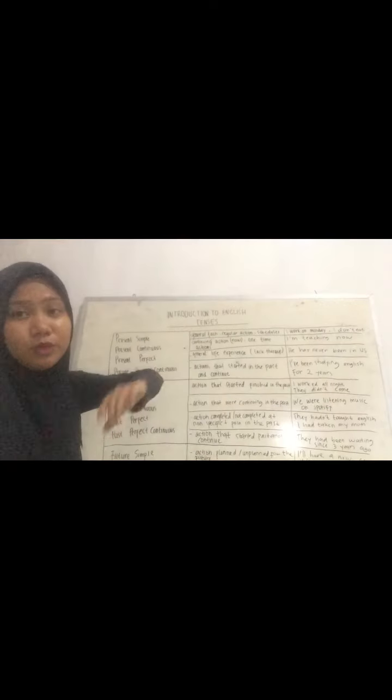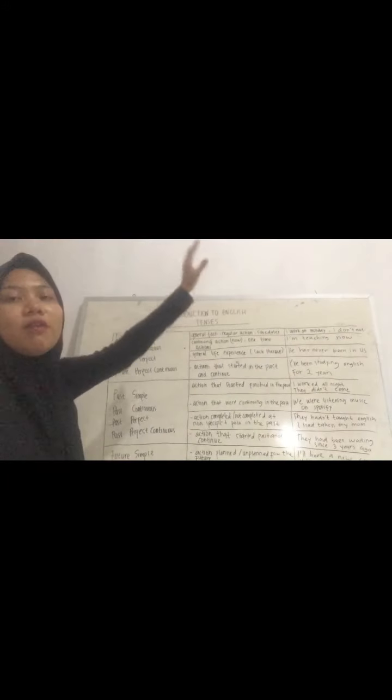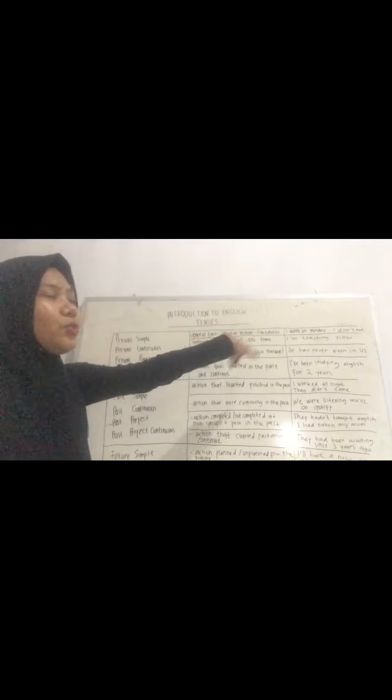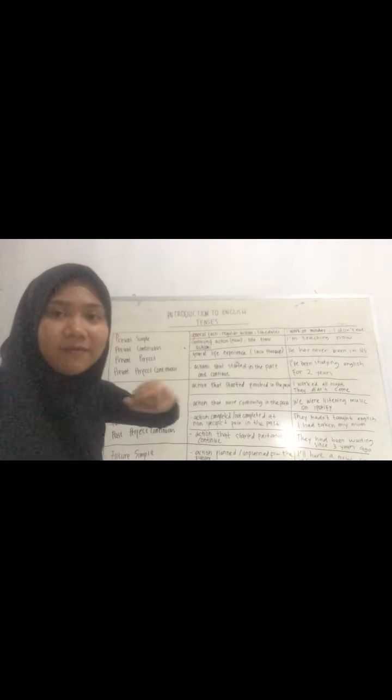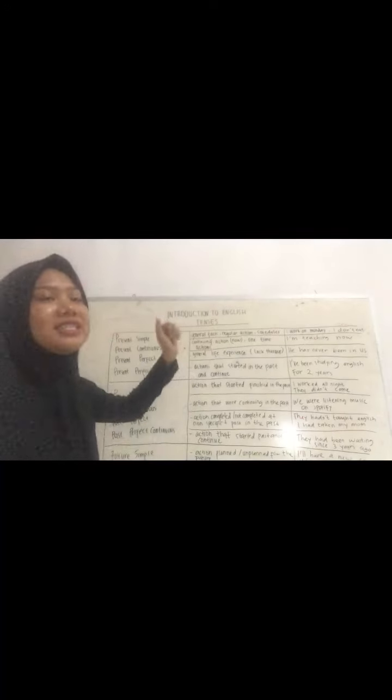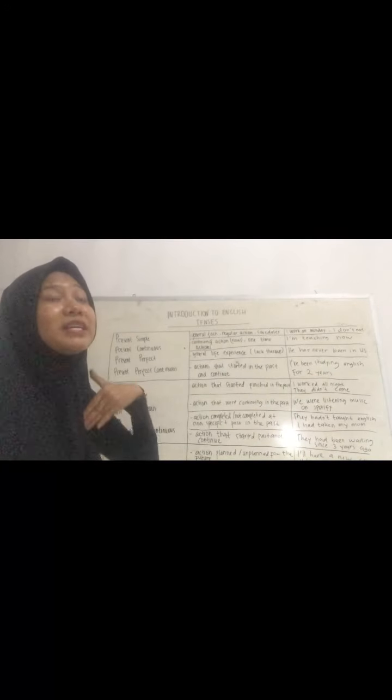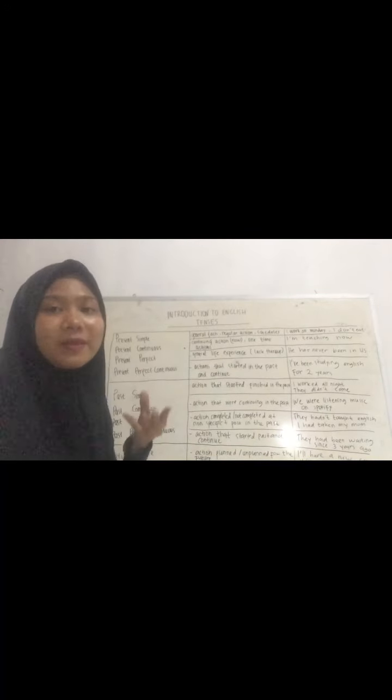Okay, rules. Yes, we have four. In forms, every tense has a form. For present simple: subject plus to be, plus -es for he, she, it, and complement. And for present continuous, it's subject plus to be plus verb-ing, then complement.